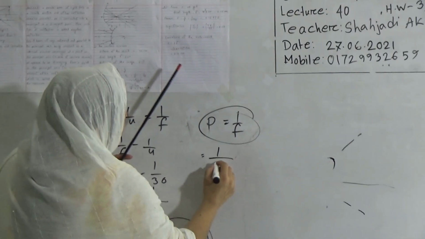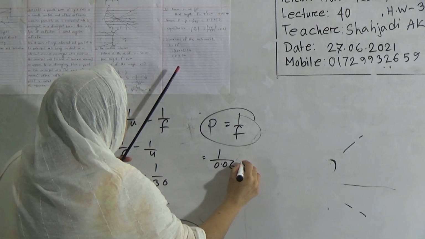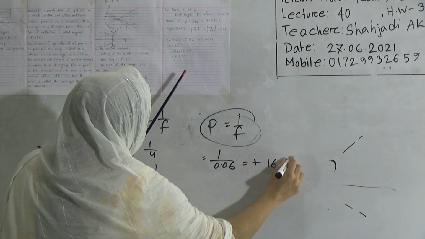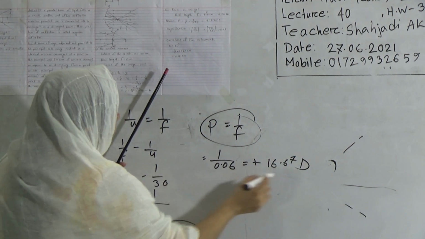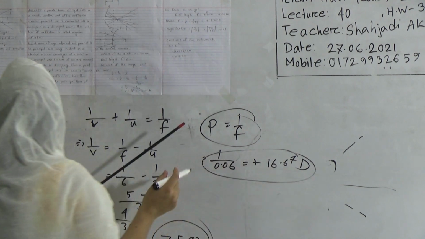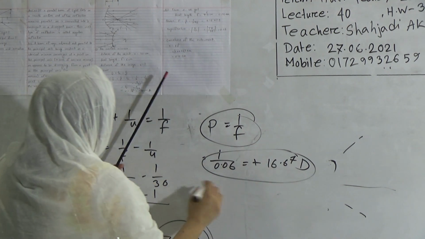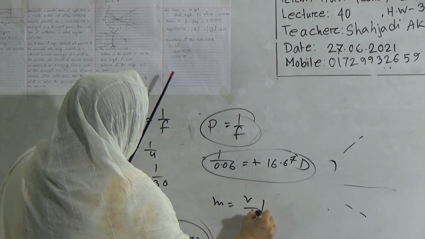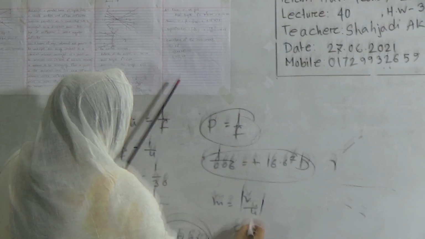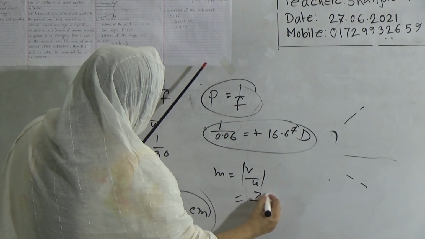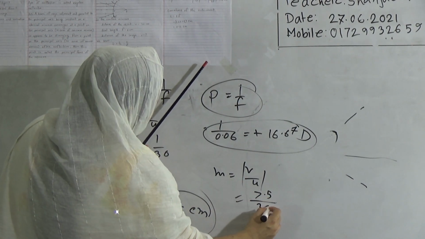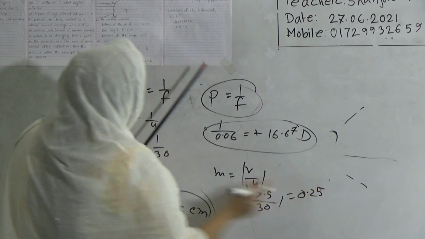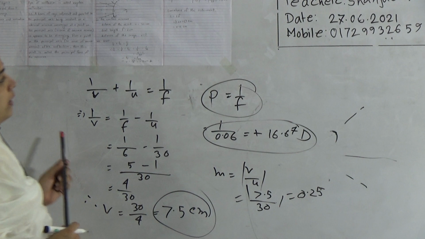That means f is 0.06 meter, so it will be plus 16.67 D. This is the power of this mirror. Okay, and now magnification m equals the absolute value of v divided by u. So v is 7.5 and u is 30. Okay, so it will be 0.25. This is the magnification of this image.